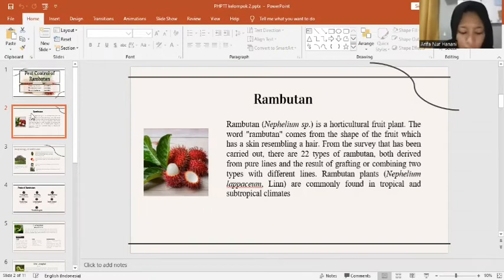Rambutan, or Nephelium sp., is a horticultural fruit plant. The word rambutan comes from the shape of the fruit, which has a skin resembling hair. From the survey that has been carried out, there are 22 types of rambutan, both derived from pure lines and the result of grafting or combining two types with different lines. Rambutan plants are commonly found in tropical and subtropical climates.